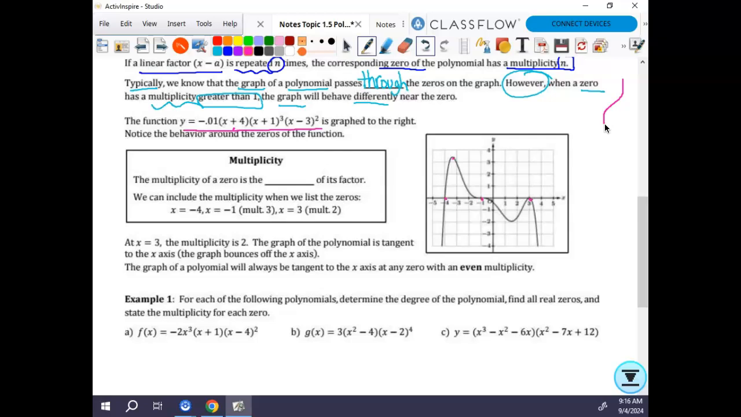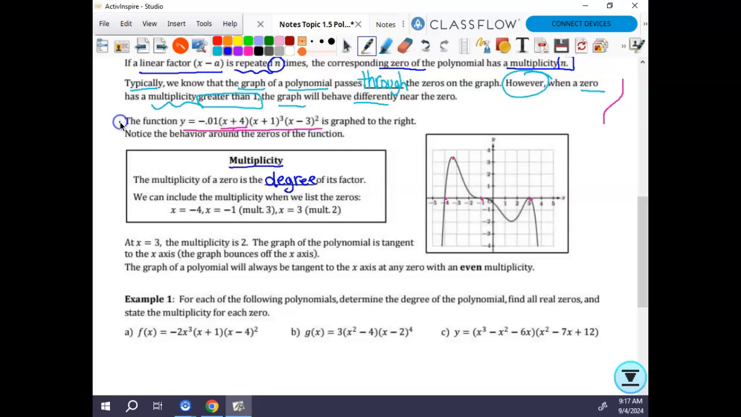Okay, so notice here that when it passes through the boring way, x plus 4, there's not an exponent on my factor. At the point of inflection, I have an exponent, and at the bounce, I have an exponent. Okay, so now we have to kind of know what these exponents are doing. So the multiplicity is the degree of its factor.